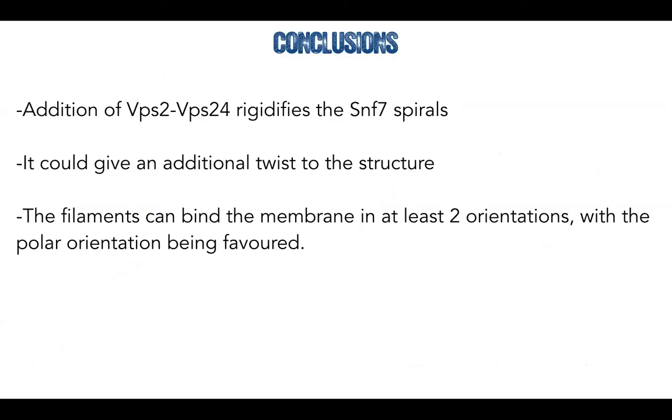So what we're getting out of this is that the addition of VPS2 and 24 rigidifies the SNF7 spirals, and that could also give an additional twist to the structure, driving the buckling. Of course, that means that the ESCRTs have unique features, in particular the possibility to bind at least in two orientations, with one of them being favored in terms of affinity with the lipids. We went on testing this hypothesis.